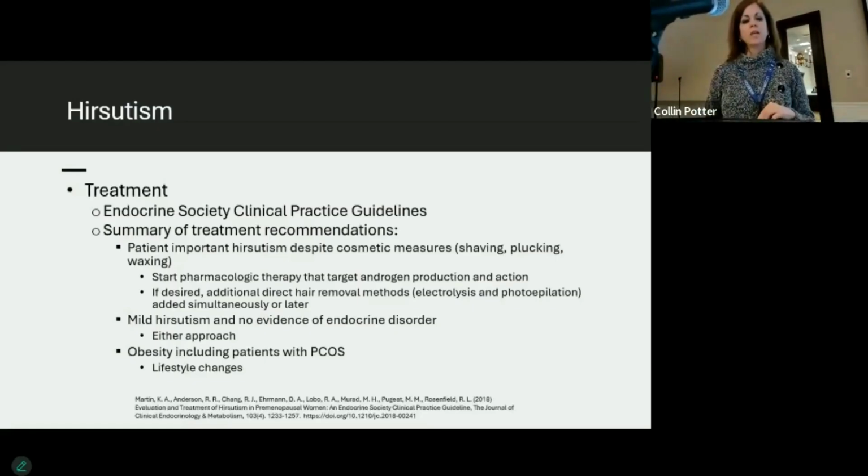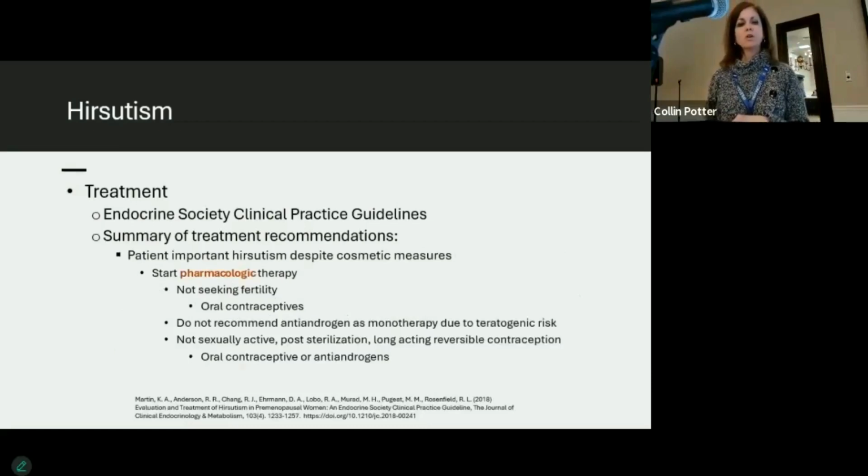And then if you have patients with PCOS, you have your other treatments for PCOS. If patients are obese, lifestyle changes and things associated with weight loss are really important. So as I said, from a pharmacologic perspective, oral contraceptives are going to be at the top of our list.